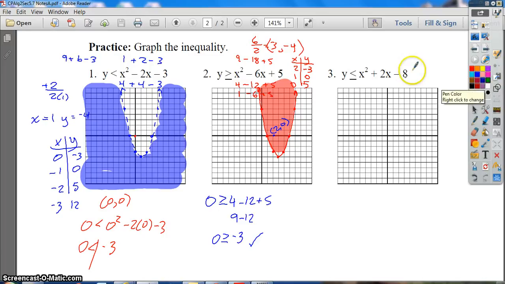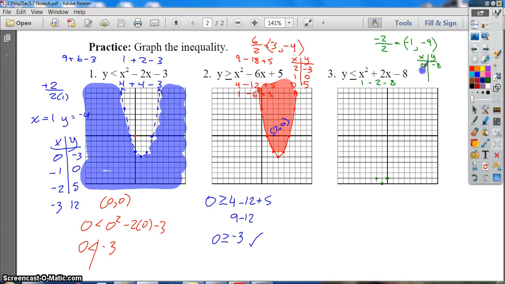Okay, let's talk about this guy. x squared plus 2x minus 8. I'm going to go ahead and find my vertex. This is negative b over 2a, which is that. Negative 1 for my x value. If I put negative 1 in, I get 1 minus 2 minus 8, which would be negative 9. So barely on my chart, it looks like. So negative 1, negative 9 is here. I'm going to put 0 in on my t-chart. 0 will give me negative 8.